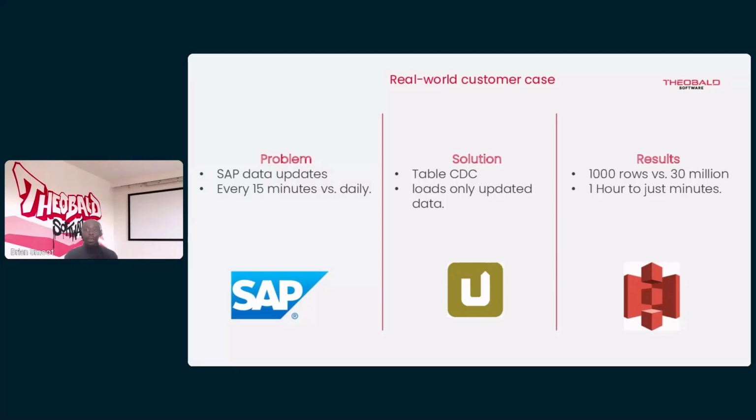So with Extract Universal, its specific component, table CDC or change data capture, companies can load only updated SAP data instead of reloading the entire data set. Okay. So think of that as a result. Instead of reloading 30 million rows every single time, only about 1,000 updated rows are transferred in a matter of minutes, reducing the processing time from an hour to just minutes.